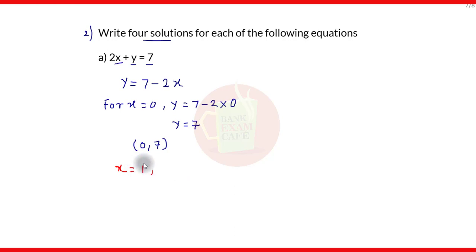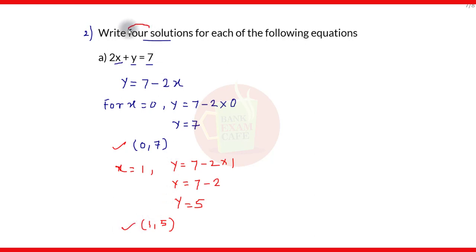So for this particular value of x, the value of y will be equal to 7 minus 2x, where the value of x we are taking as 1. So 2 multiplied by 1. So y is equal to 7 minus 2 into 1, 2 ones are 2, and the sign will be minus. So 7 minus 2 will be equal to 5, and therefore another set of solution is: for the value of x as 1, the corresponding value of y will be 5.